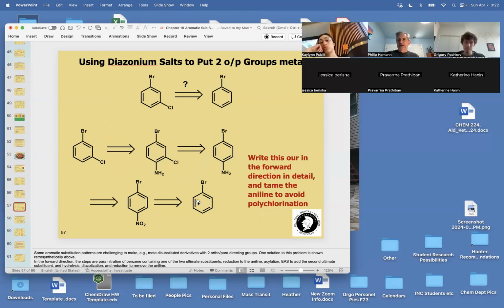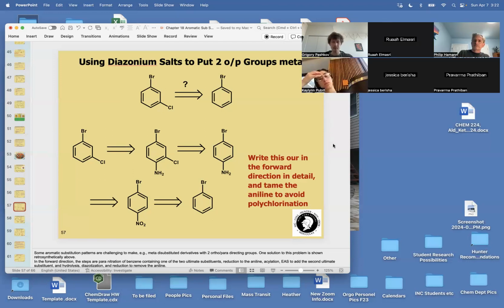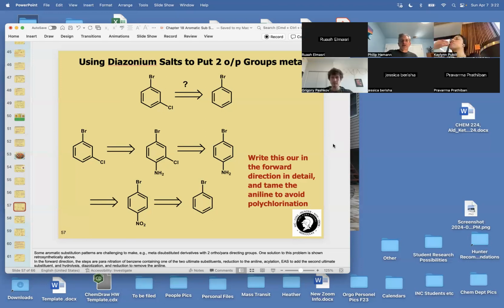Yeah, this aromatic chemistry is age old. Let's see, Gregory again? Yeah, my question is, can you reduce or get rid of aniline any way other than through a diazonium salt? Not that I'm aware of. Got it. That's the standard, tried and true way of doing it. You know, there's fancy ways to do almost anything.